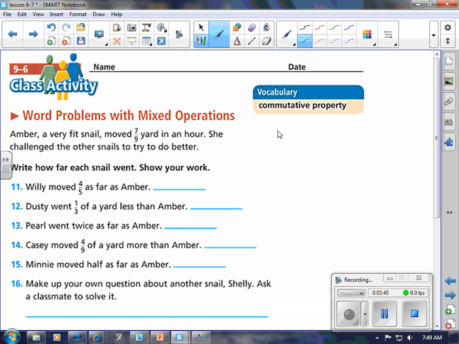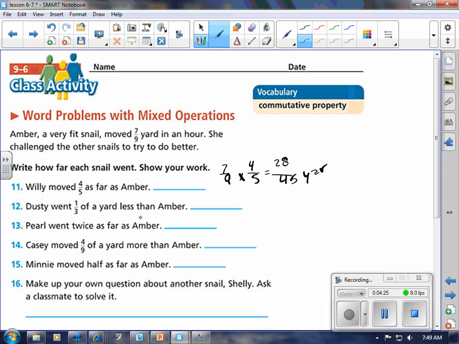Okay, let's try this out. Amber, a very fit snail, moves 7/9 of a yard in an hour. She challenged the other snails to try to do better. Willie moved 4/5 as far as Amber. So we need to figure out what we're going to do. Well, we're going to multiply. So you're going to do 7/9 times 4/5. Remember, you just multiply straight across. So 7 times 4 is 28, and 9 times 5 is 45. So 28/45 of a yard.